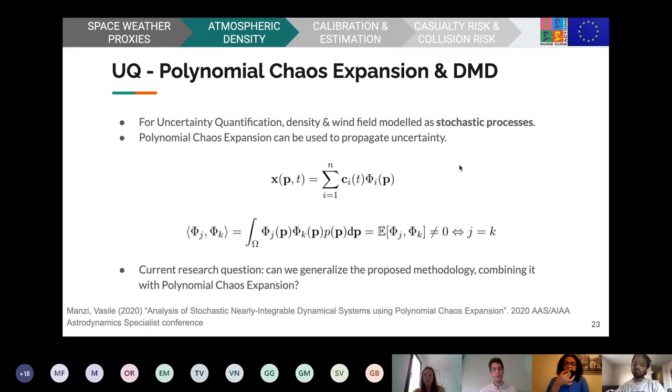The technique is built in such a way that it allows us to construct orthogonal polynomials, which are independent in some statistical sense given here, and which allows us to efficiently perform uncertainty quantification. The current challenge is to combine this technique with the dynamic mode decomposition previously described, and we are currently working on this after having submitted a paper dealing in depth with the uncertainty treatment in orbital mechanics.